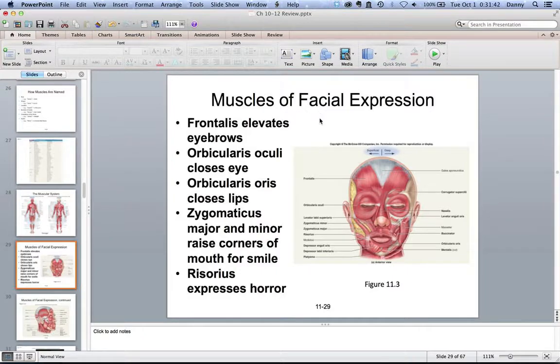So, starting with facial expression, I'm not going to go through all these. What you're going to want to do for these is be able to identify them. So if there was an arrow pointed to this muscle, you could say it's frontalis, or if there was an arrow pointed to this muscle, you could say it's orbicularis oculi, etc. Anything bolded is going to be important, and it should be on the spreadsheet that I gave you, in the head and neck muscles. And you're going to want to understand what they're doing. So zygomaticus major and minor, they raise the corners of the mouth, for example.